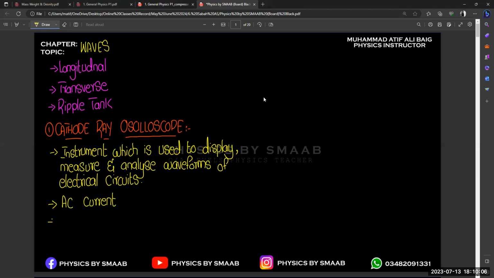And the main purpose of using CRO, according to our syllabus, is to determine the frequency and the wavelength. So we use the AC current because it helps us determine the frequency and wavelength?